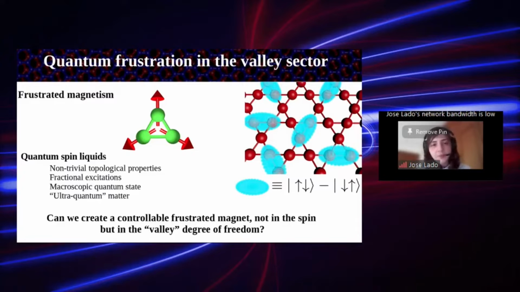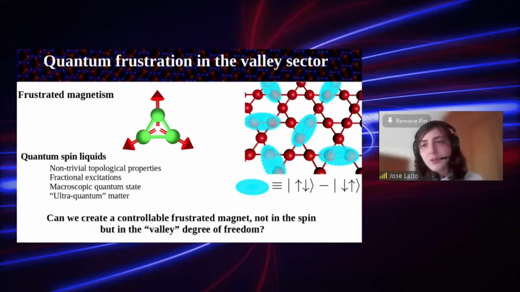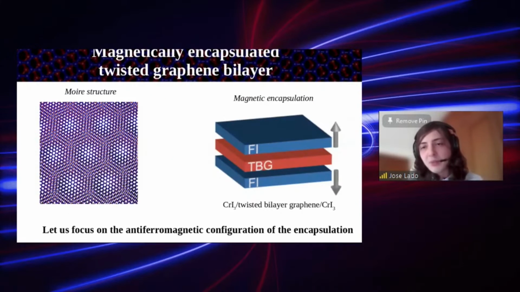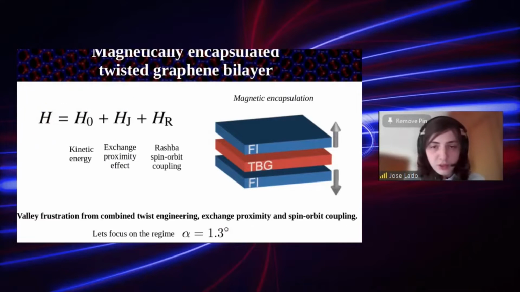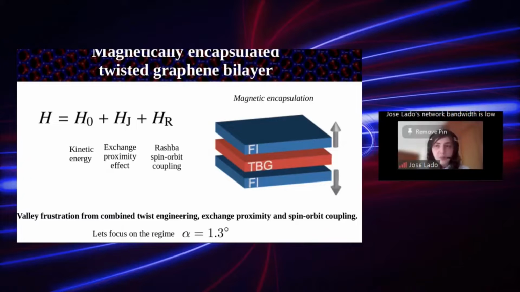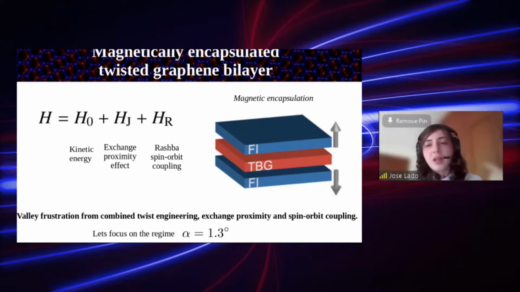So the basic idea is that we are going to take a two-dimensional graphene bilayer, encapsulate it between ferromagnetic insulators, and in this system we will show how we can create a tunable quantum spin liquid state where the spin liquid happens in the valley degree of freedom of graphene. So from the microscopic point of view, it is actually fairly simple. We essentially take an atomistic model considering several thousands of atoms in our unit cell. We include kinetic energy for the electrons, exchange proximity effect between graphene and the ferromagnets, and then Ising spin-orbit coupling that is induced by the ferromagnets.